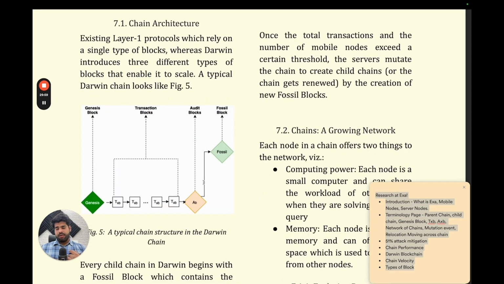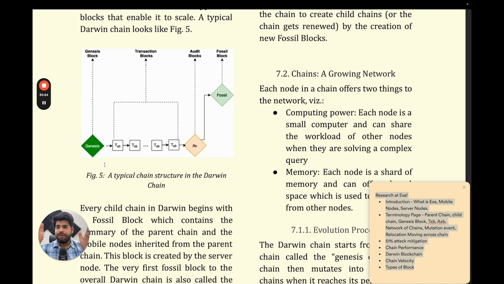Now, when we were building this chain, all of the layer ones were relying solely on a single type of block, which is the transaction block in our terms. However, in a Darwin chain, a typical chain looks like this, like we have shown. It starts from the genesis block, then the transaction blocks are added, and then the audit block is added after some time, and it can again mutate and create fossil blocks.